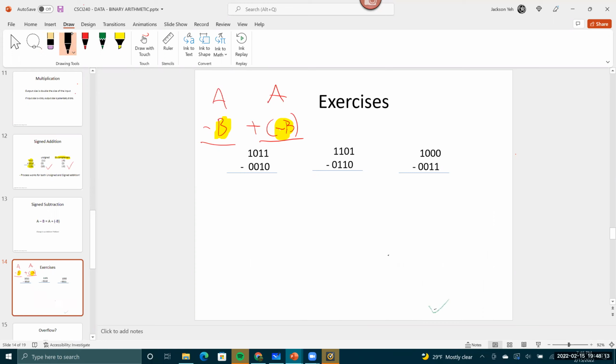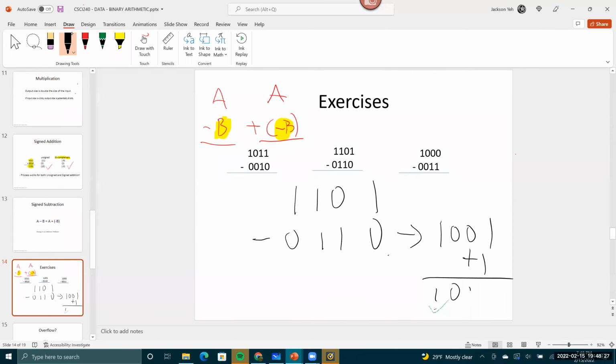The next problem, 1101 minus 0110. So for this number, if I flip the bits, it becomes 1001, right? And I have to add 1 to it. So this becomes 1010. Okay? So I rewrite the problem with 1010.